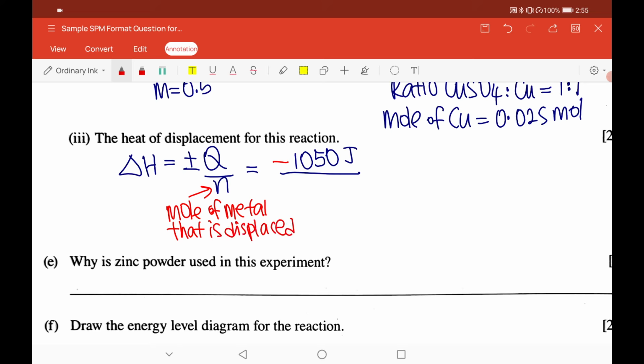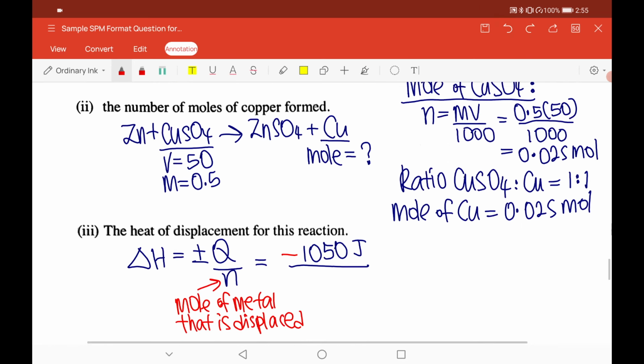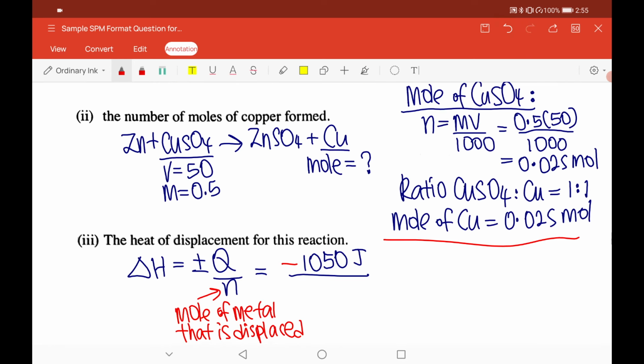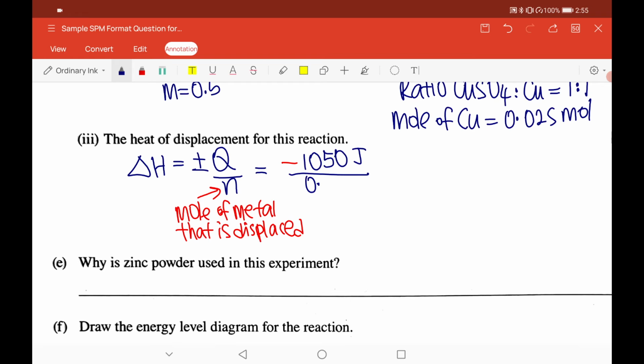So do we know what is the metal we kick off? In this case, I will say yes. We kick out the copper. The zinc goes in and kicks the copper out. So copper is the metal that we displace. Do we know the mole of the copper that we kick out? Yes. We found it just now in the previous question. The mole of the copper that is kicked out is 0.025. Don't forget to put the unit here. So the unit is mole.